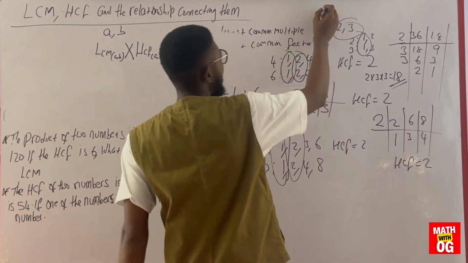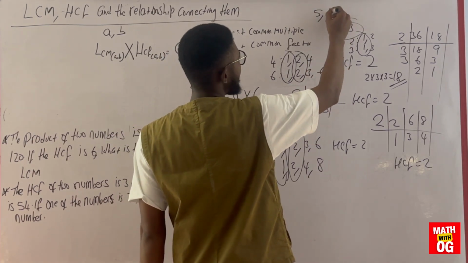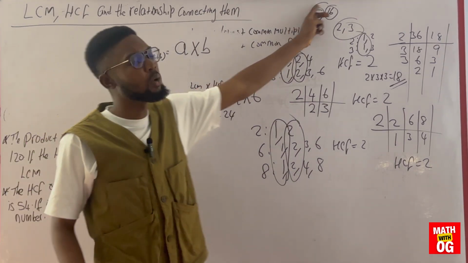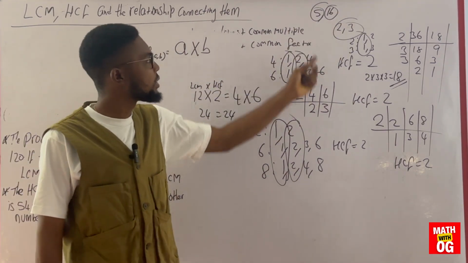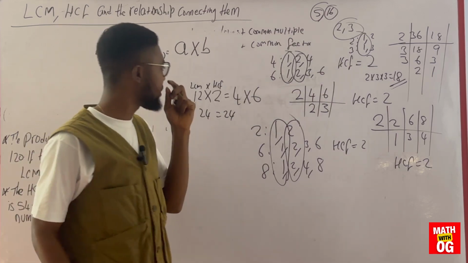Let's say you have to find the HCF of 5 and, let me pick a random number, 16. The HCF of 5 and 16. The answer should be what? 1. Because no other number can go into 5 and 16 apart from 1. So that's by the wayside.